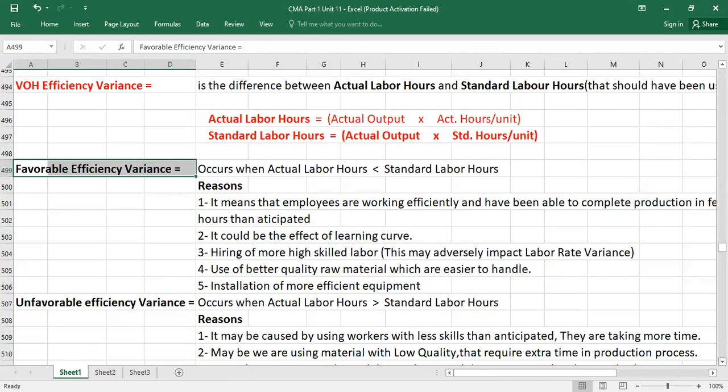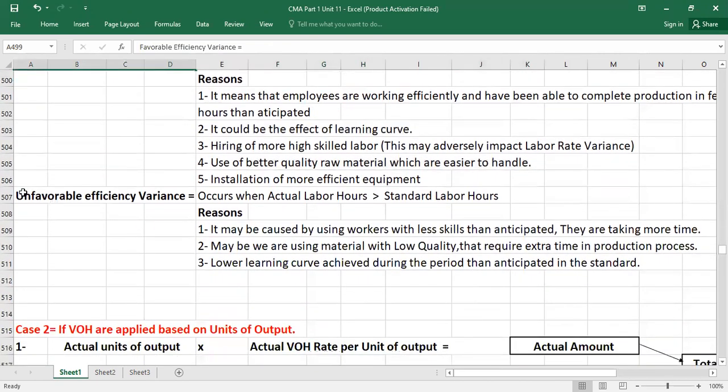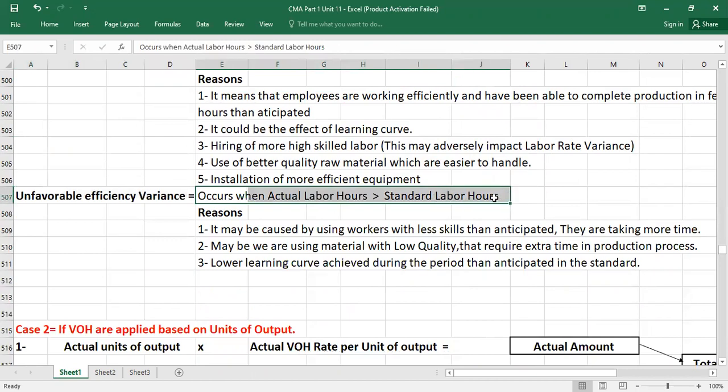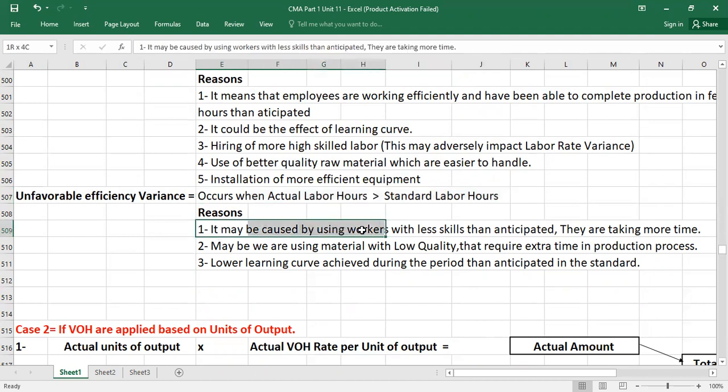Now we have unfavorable efficiency variance. Unfavorable efficiency variance occurs when your actual labor hours are greater than standard labor hours. So the following could be the reason. First, it may be caused by using workers with less skill. Of course, if you are using low skilled labor, they will take more time to produce the item, so this could result in unfavorable efficiency variance.